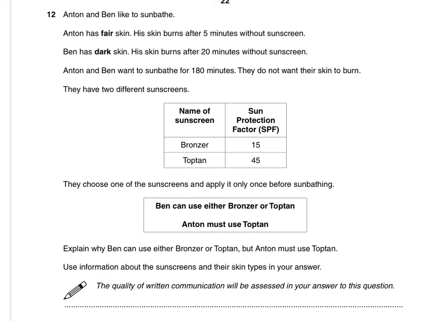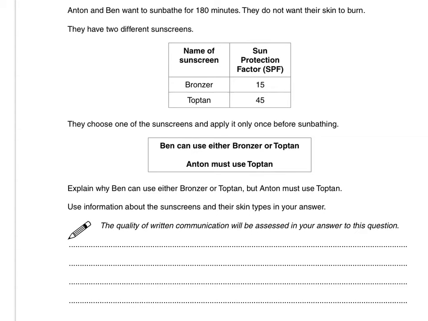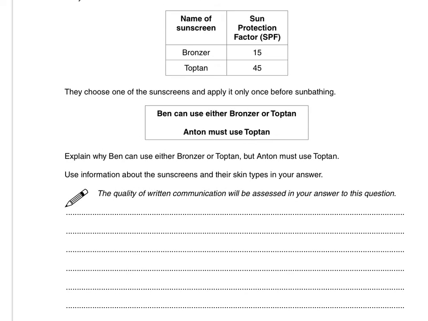They have 2 different sunscreens. Okay, so they've got bronzer and top tan, with sun protection factor, SPF, of 15 and 45 respectively. They choose one of the sunscreens and apply it only once before sunbathing. Ben can use either bronzer or top tan. Anton must use top tan. Explain why Ben can use either bronzer or top tan, but Anton must use top tan. Use information about the sunscreens and their skin types in your answer.